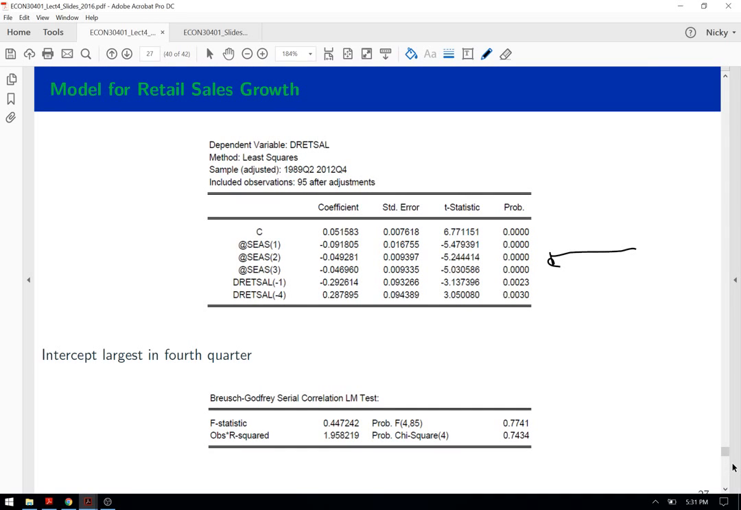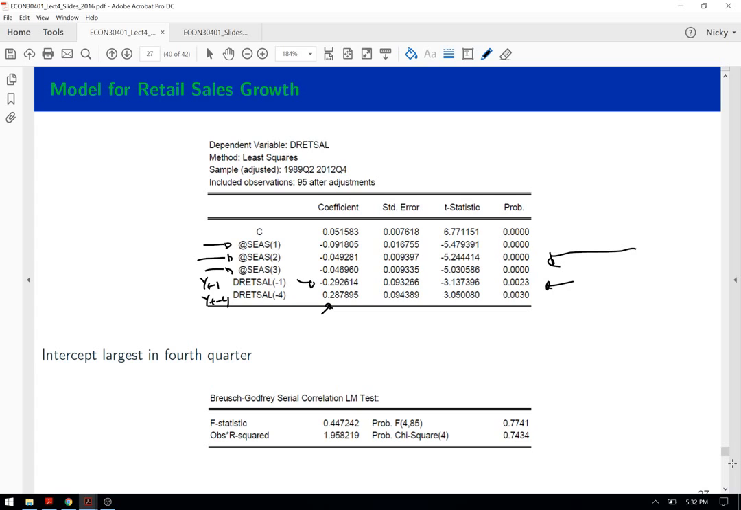Well, these are the seasonal dummies: seasonal dummy 1, 2, 3. This is the coefficient on yt minus 1 and yt minus 4. We see they're both significant at the 1% level with very small p-values. So we find there's strong probability that both the coefficients are non-zero. And we see a positive coefficient on lag 4 and a negative coefficient on lag 1.